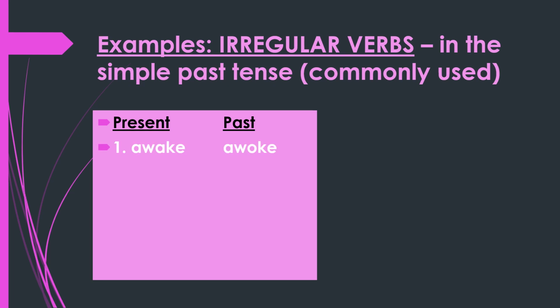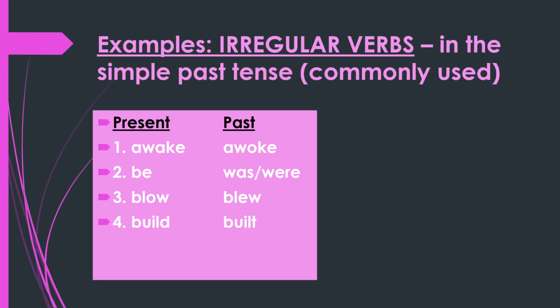The first one is awake, that is A-W-A-K-E. It becomes awoke in the simple past tense, that is A-W-O-K-E. Number 2 is be, that is B-E, becomes was, W-A-S, or were in the simple past tense, W-E-R-E. The third one is blow, B-L-O-W, becomes blew, B-L-E-W, in the simple past form.